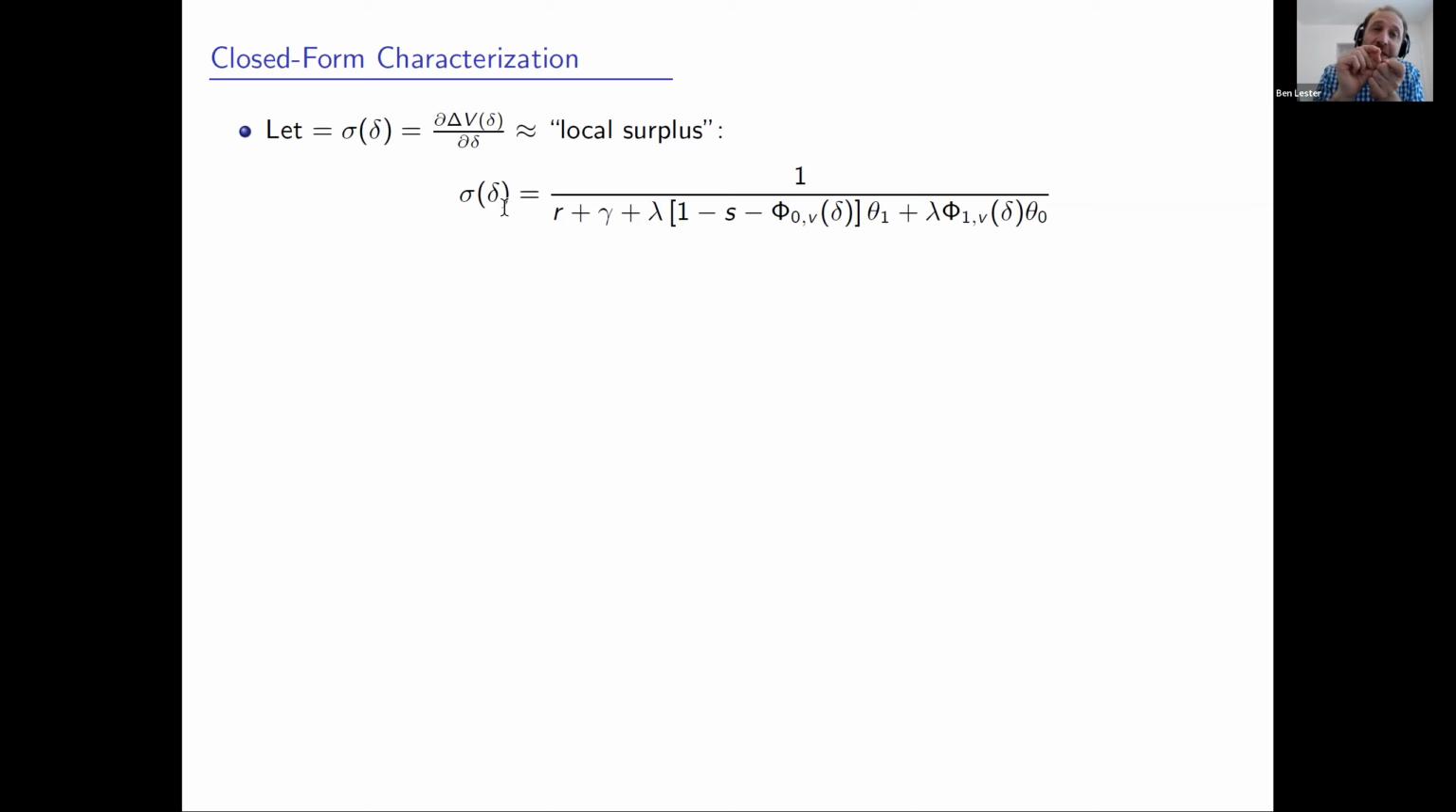So how much extra expected discounted value would I create from passing the asset from an investor whose type is delta to an investor whose type is delta plus epsilon, a little bit more, right? Well, I would generate a little bit more surplus until one of a few things happens, right?